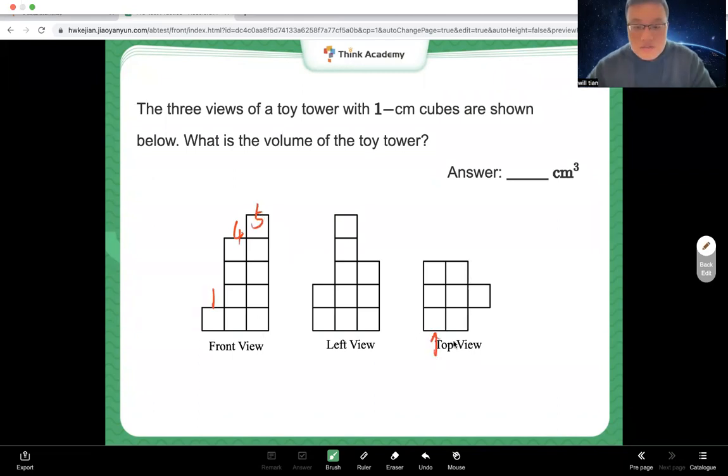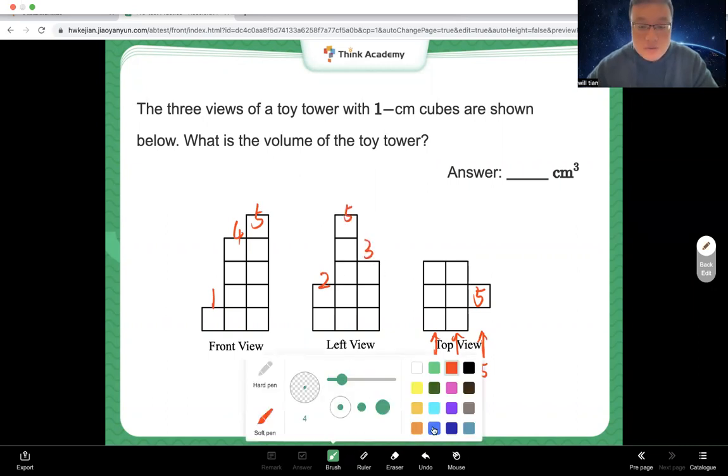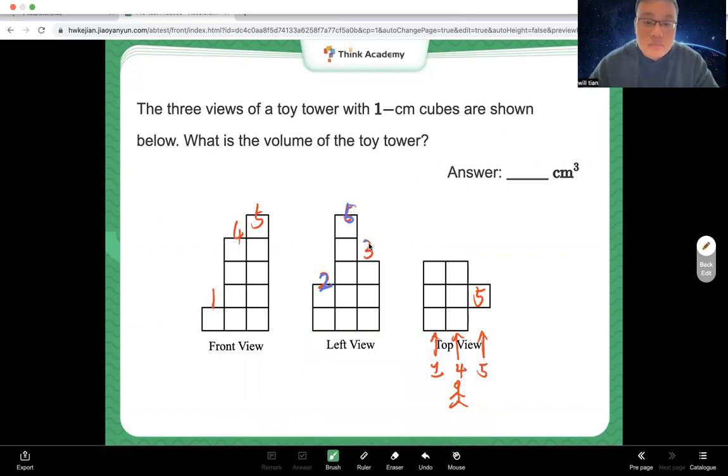So what does that mean? That means if you take a look from the front, if you're standing here, looking at the figure, you can see only 1 in that whole column. The maximum we can see in the second column will be 4, and the last column will be 5. So guys, that means this must be 5, because you only have 1 cube there. And as for the left view, that'll be 2, 5, 3. So let me change my color. That means if you take a look from this direction, standing on the left, you see this will be 2, 5, and 3, right?